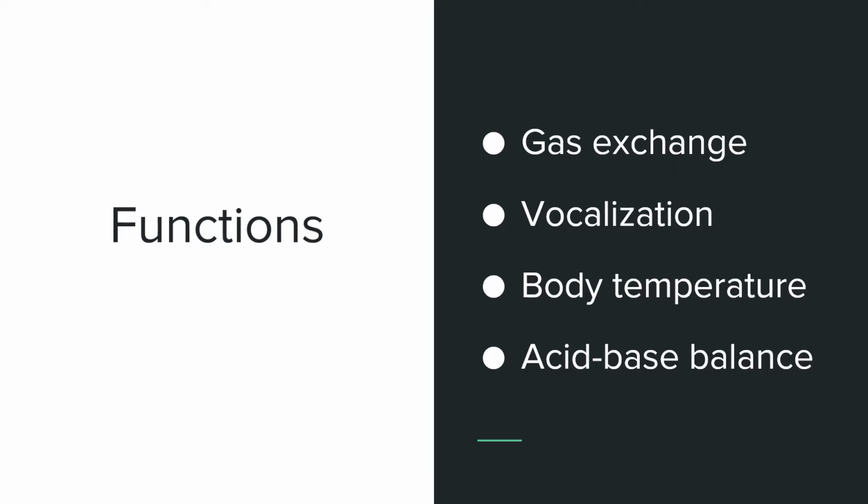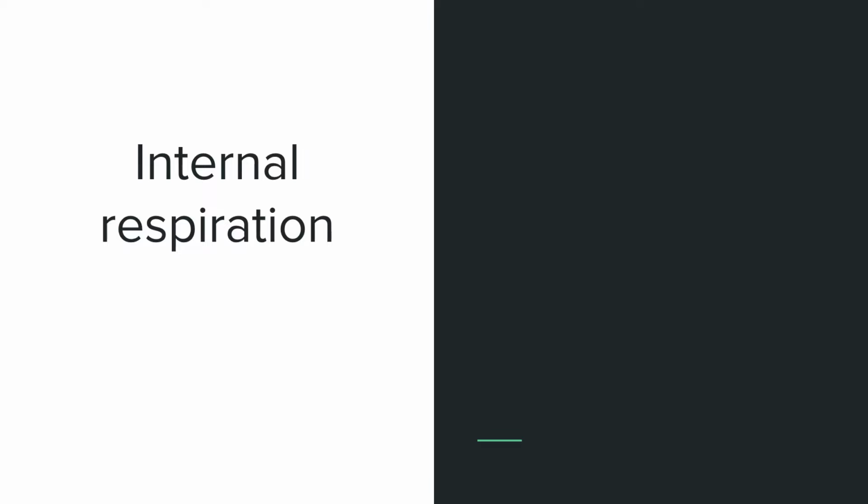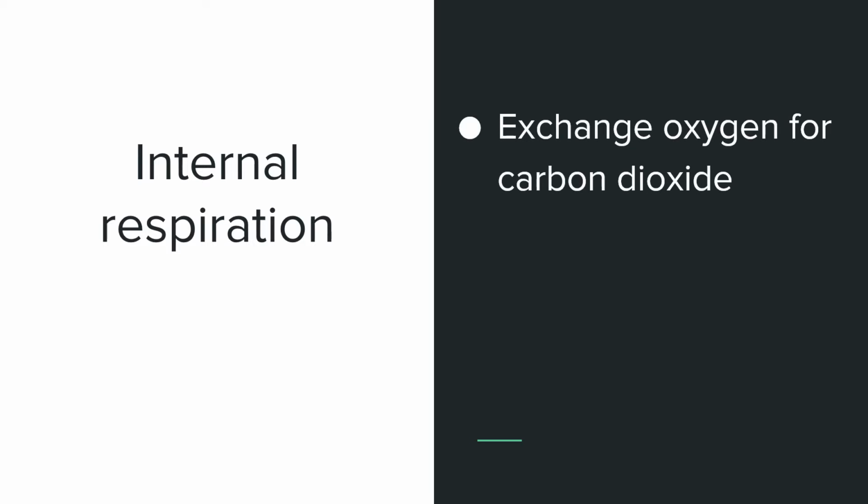So the big function is our gas exchange. This is how we're actually getting our oxygen in and then expelling our carbon dioxide and other waste gases. We also use our respiration for vocalization because we have that air coming in and out of our vocal cords. Believe it or not, our respiration is tied into our body temperature as well as our acid-base balance too. So there are a few different things going on. We can divide respiration into internal and external.